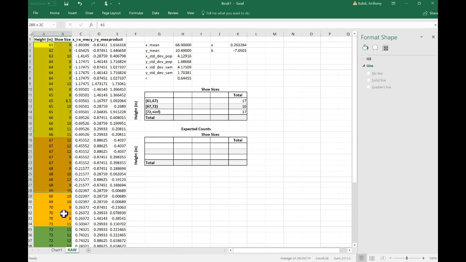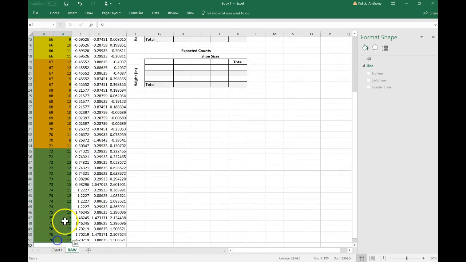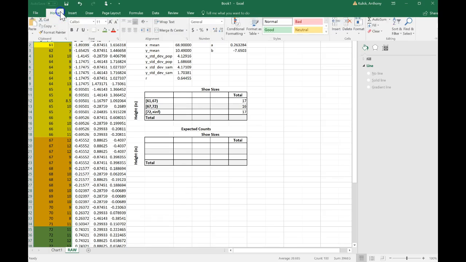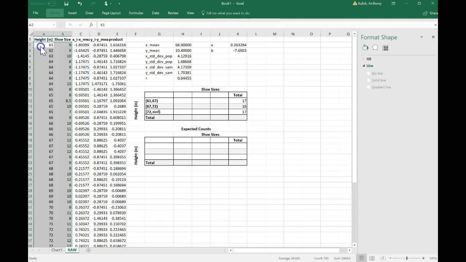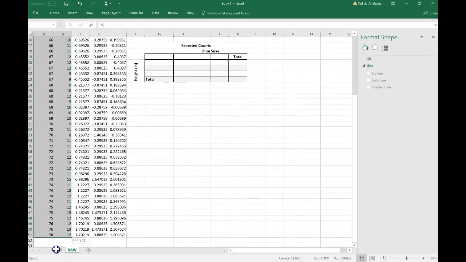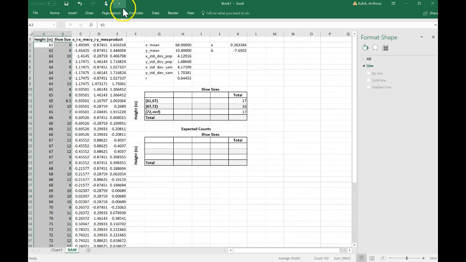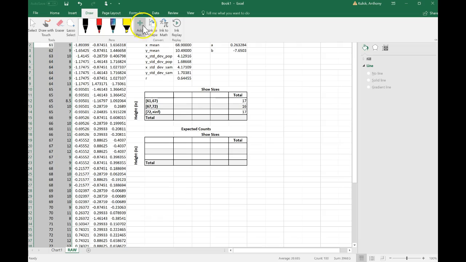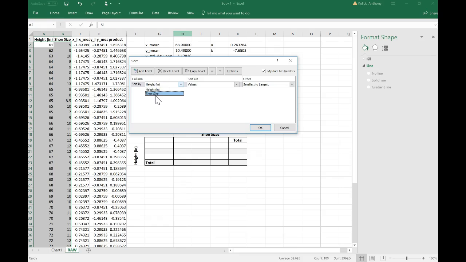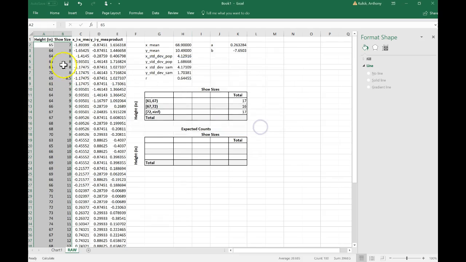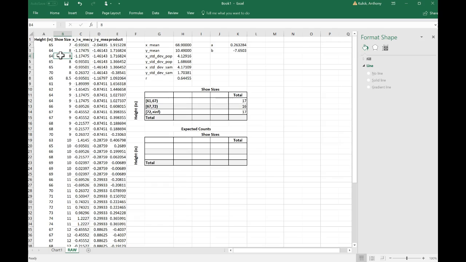Now I'm going to unhighlight all of this stuff. And I'm going to do the similar process now, but I'm going to do the y coordinates. I'm going to highlight everything, and now I'm going to sort the shoe sizes. So I'm going to sort shoe size from smallest to largest. And I'm going to try to do the same thing. So I'm going to look for about a third of the data.